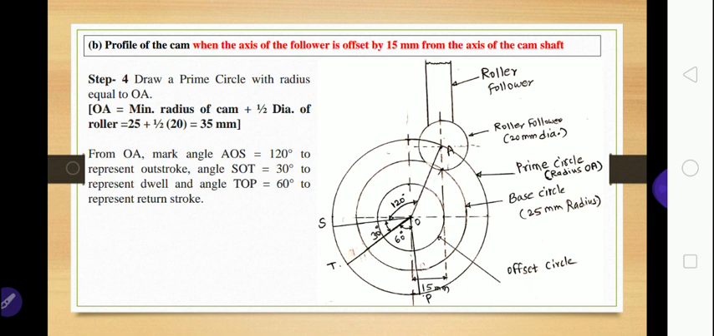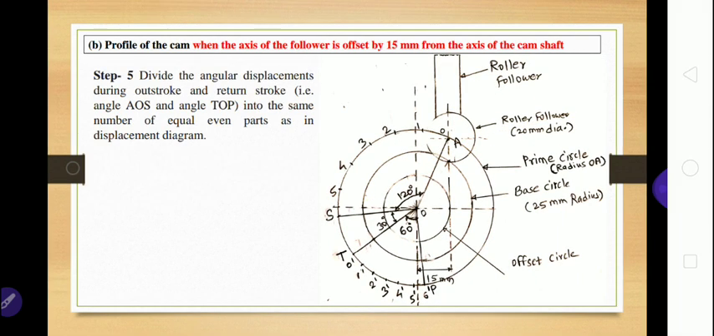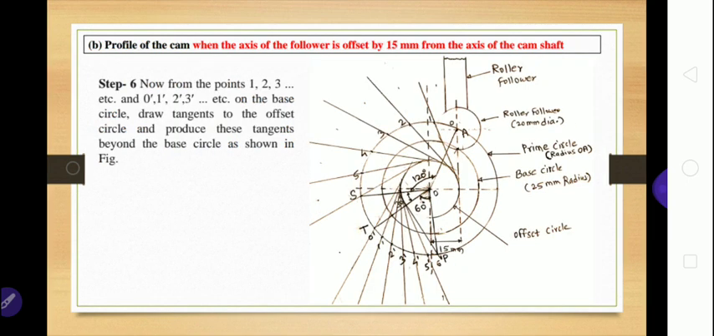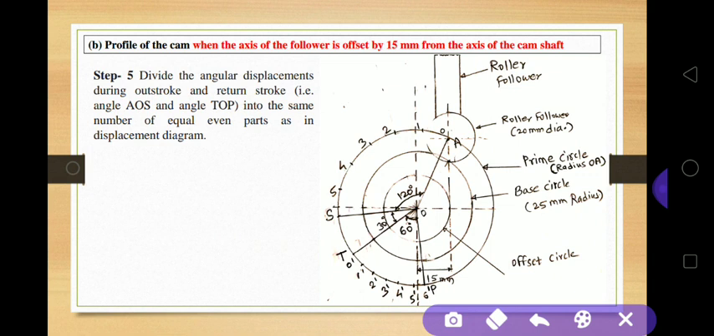So here the first step is to draw the base circle, the second step is to draw the offset circle, the third step is to draw the roller follower at point A, and then the fourth step is to draw the prime circle, and in the next step we will plot all the angles. After that, same procedure: divide the angles during the outstroke and return stroke into 6 equal parts. But just take care that whenever offset is there, don't immediately extend the lines you have divided this 120 degrees into 6 parts with from point O.